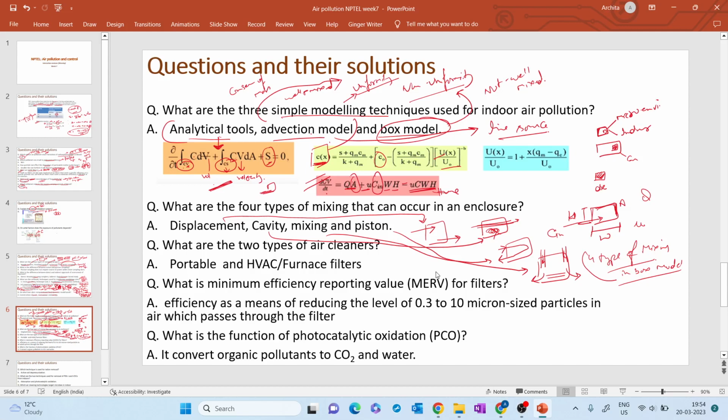Okay, now next is about the types of air cleaners. So in an indoor air environment, you need to have different purification techniques, so that we can have better air quality, at least inside the house. So there are two types of air cleaners. One is portable, another is HVAC.